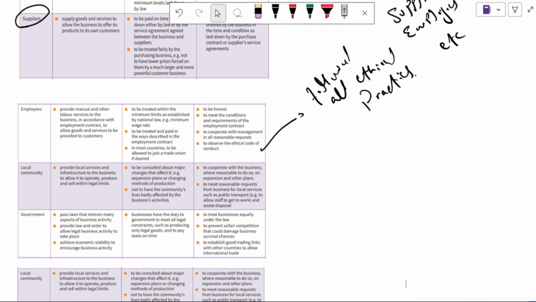And if we talk about the government's responsibility, the government needs to promote business, treat the business equally under the law, and establish good trade links with other countries as well, in order to promote the business that is happening domestically and encourage it at the international level.